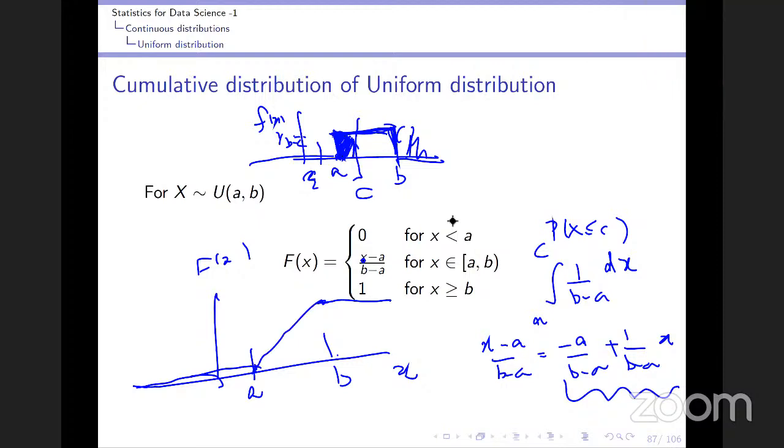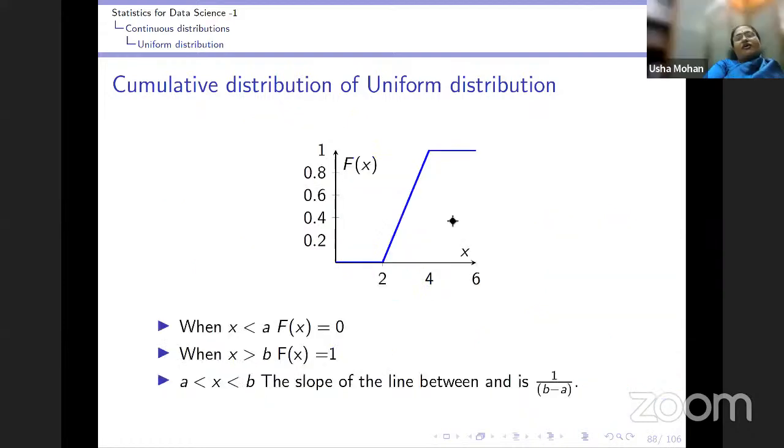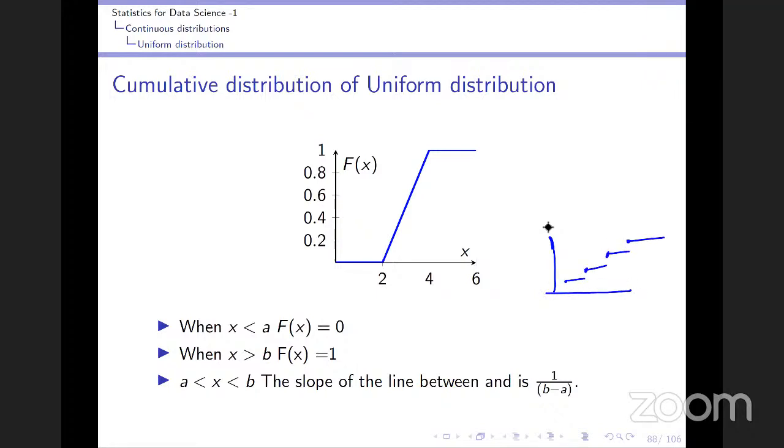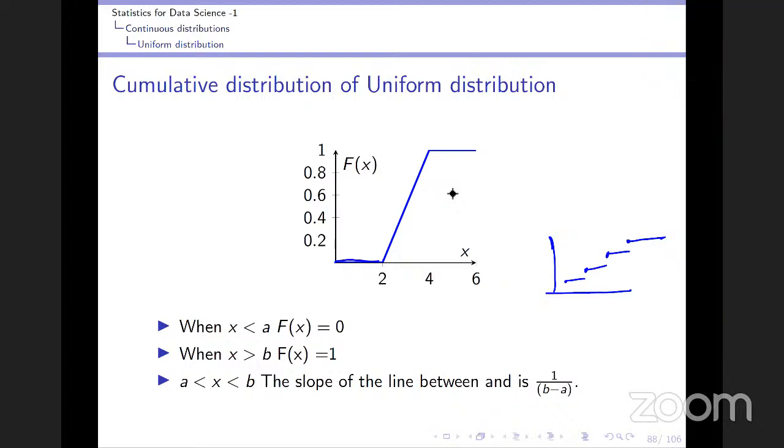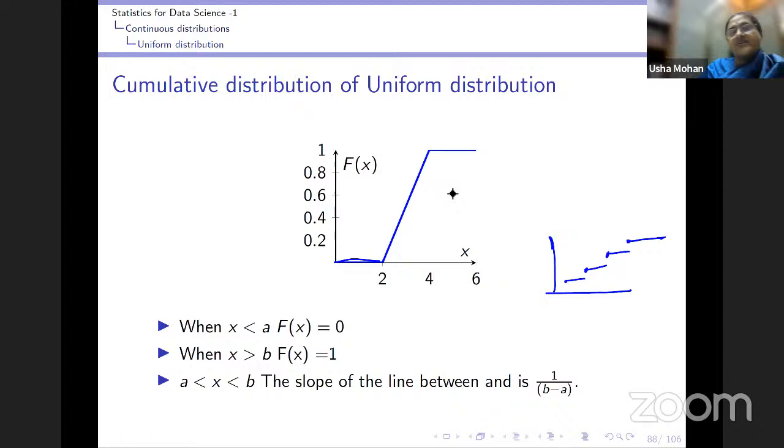So you remember the CDF of your discrete variable was this way, right? I had a step function with discontinuities. The CDF of this uniform would be in this way. Is this clear? Now this is continuous. It's 0, then it is a straight line, then it will be 1.